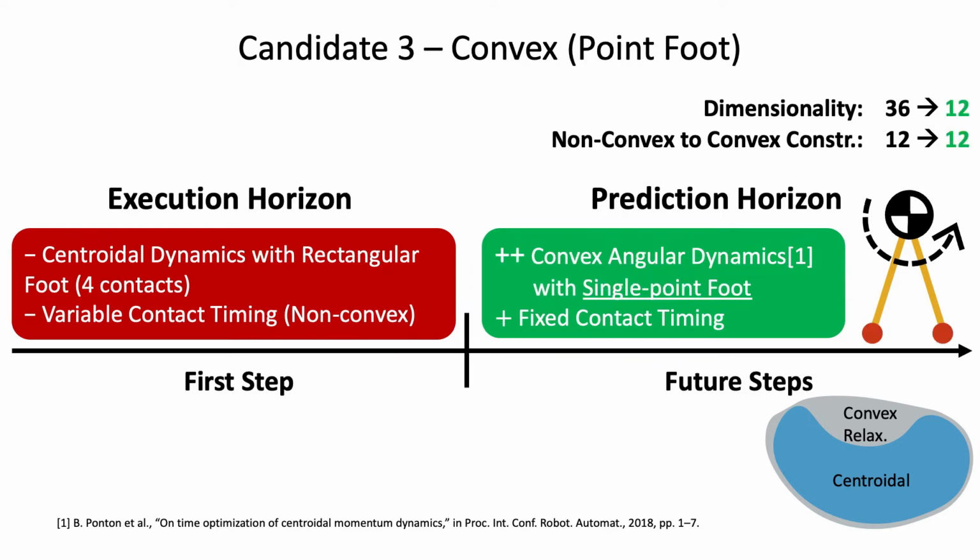For the third candidate, the prediction horizon considers the same convex relaxation of the second candidate, while switching the rectangular foot to single-point foot. This further reduces the dimensionality of the model used in the prediction horizon.